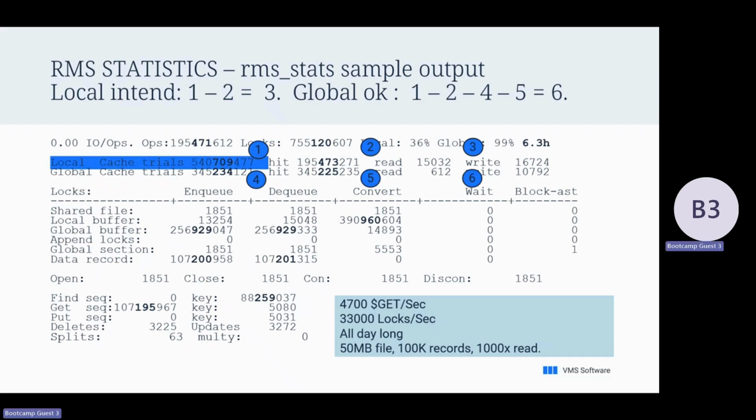It was actually a 50 megabyte file with 100K records only. 100K records in that file were read 100 million times. So they actually read that whole file 1,000 times over. This has got to be a stupid application. It's got to be. Why would you do that?